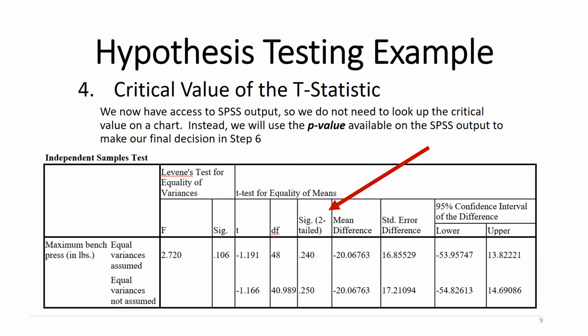What you typically see in research reports is that we just use the letter P to represent that, and that's what I want you to get used to doing. In a few steps, we're going to see how to use that sig two-tailed value to make our final decision. So the critical value step, we're just going to overlook going forward. I just want to introduce you to this concept on this slide. Let's move on to the next slide.